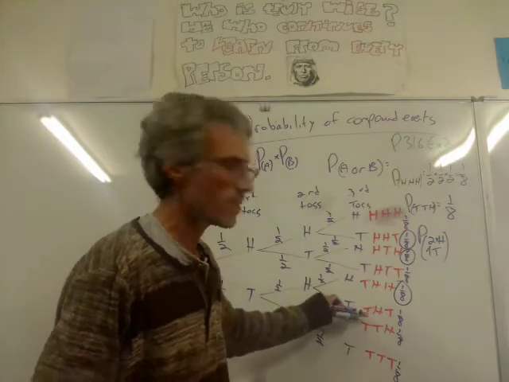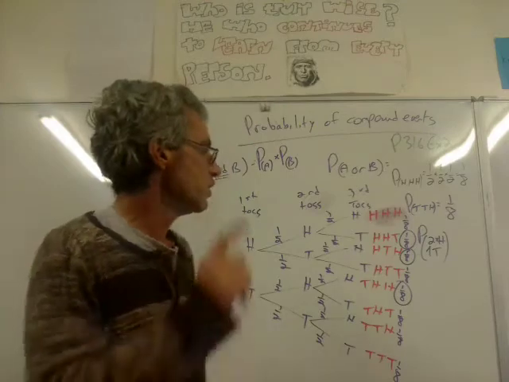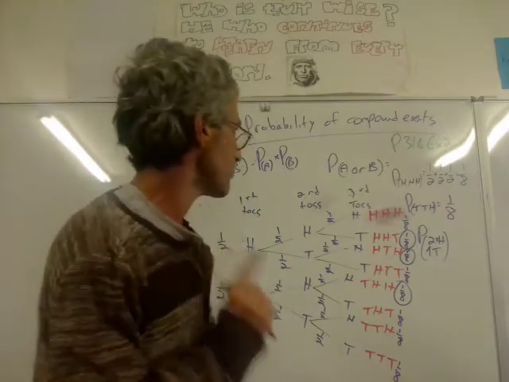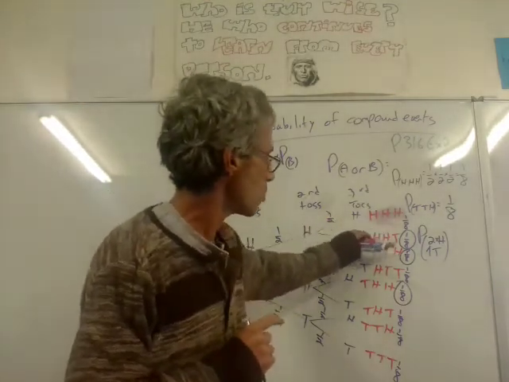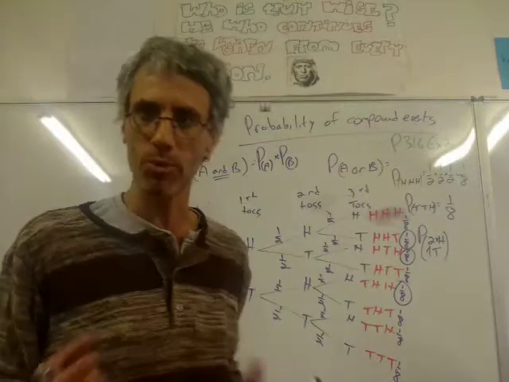Here I've got 2 tails, so only 1 head. That doesn't qualify. So the only probabilities that I have are the ones I circled. How do I find the total probability?